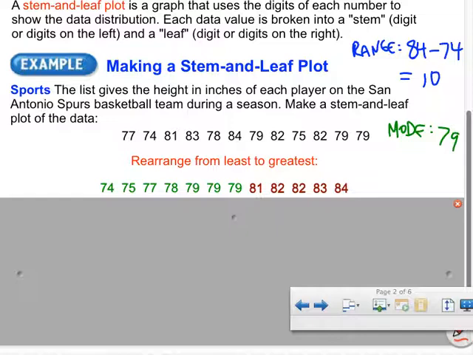Who can tell me the median? Quinn? The median is going to be the middle number, which is also 79. That's my middle number. So I'll go ahead and use some marks just so we can figure out what the median is.